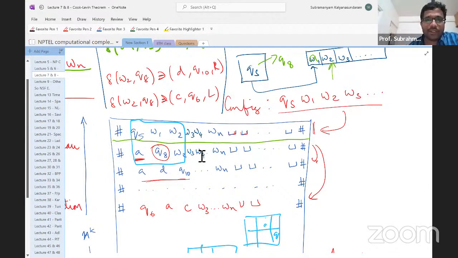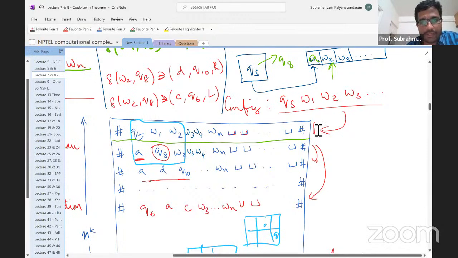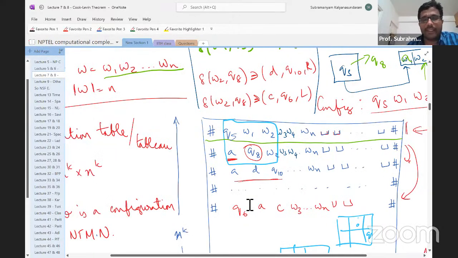Then we'll have to allocate some space for the certificate string, and then the calculation will be deterministic, but it will be pretty much similar. We are not going to gain any new insights from there. We can do the proof in that manner as well.